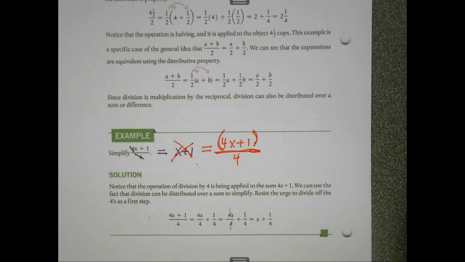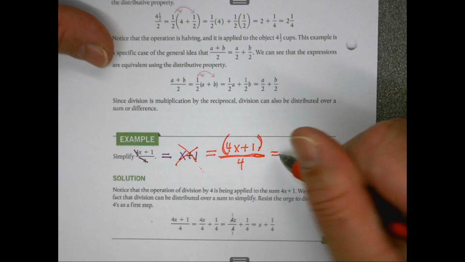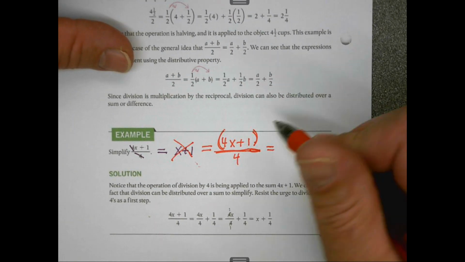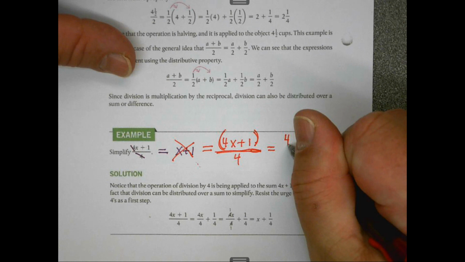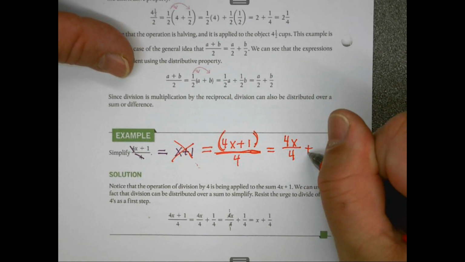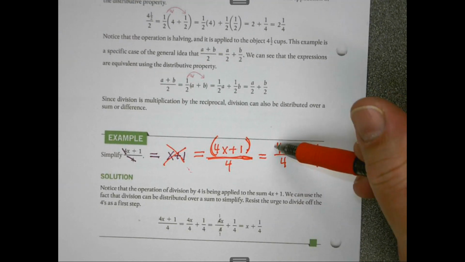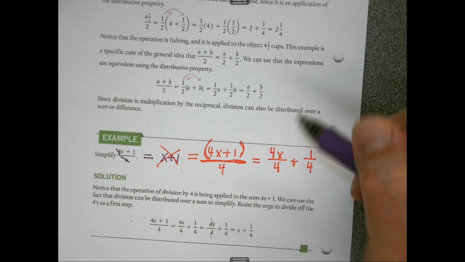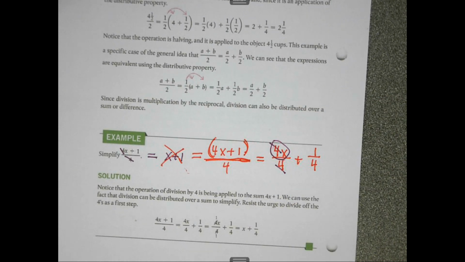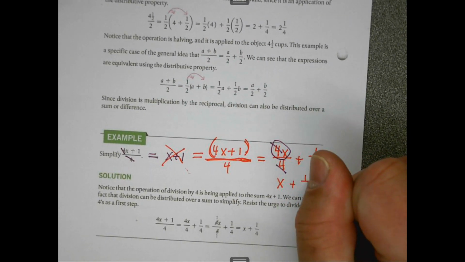That's it. You could split this up. If somebody asks you, well, can you simplify it any further? Technically, you can. You can take that 4x term divided by 4, and you can take that one term and divide it by 4. Now, since you have one term in the numerator, you can simplify this and take the 4 out, and that's how they get that x plus 1/4.